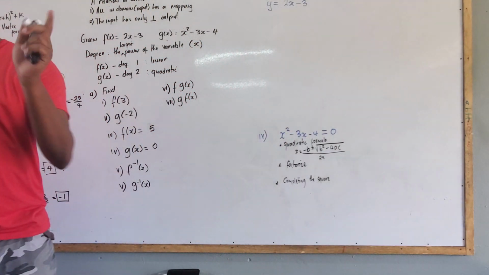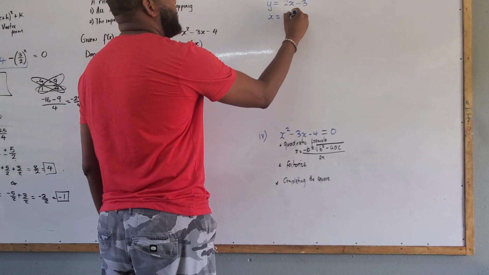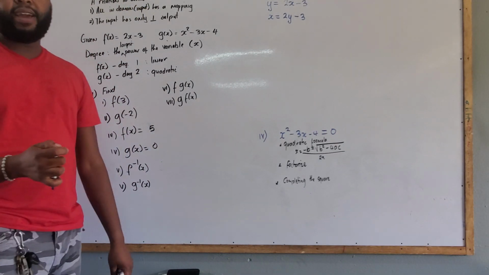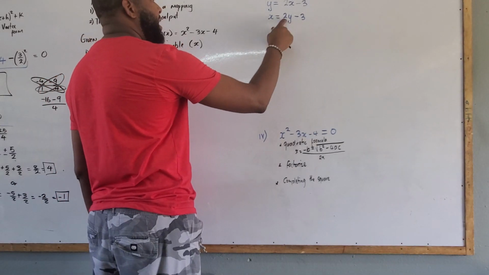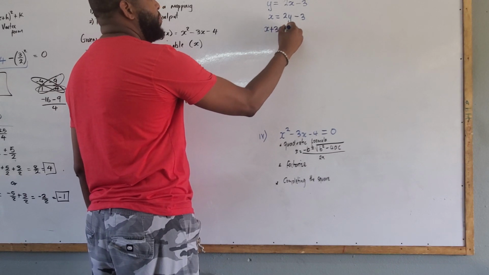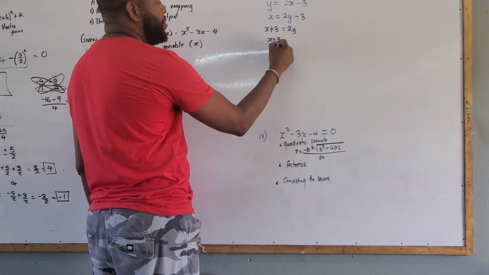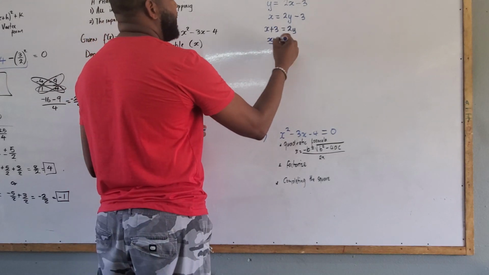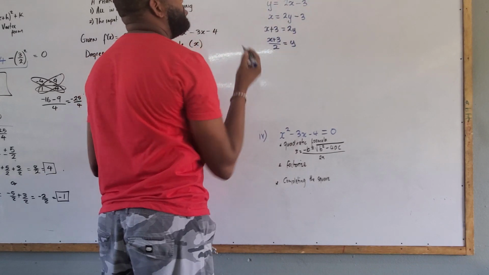Second step. Switch x and y. So reversing, we put x equal to 2y minus 3. And then the final step is to solve for y. So we need to get rid of the 3 and that 2. Bring the 3 over. It's going to be x plus 3 equal to 2y. And if I divide by the 2, x plus 3 over 2 is equal to y. So therefore, f inverse of x is simply x plus 3 over 2. Easy.